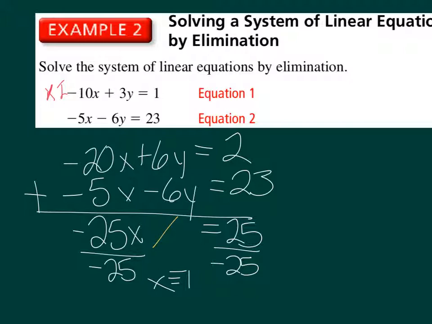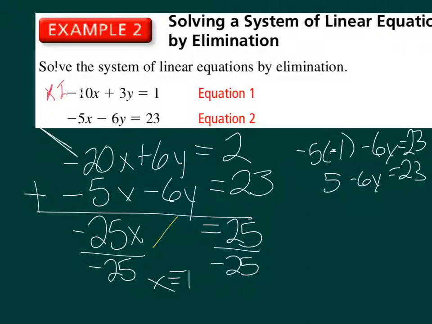Once I find that, I can plug it into any equation. I could plug it into any of these or the ones up top. So I'm going to go ahead and plug it into the second one this time. Negative 5 times negative 1, that's a negative, times negative 1 minus 6y equals 23. Negative 5 and negative 1 is 5 minus 6y equals 23.